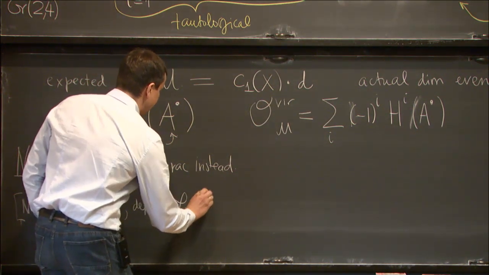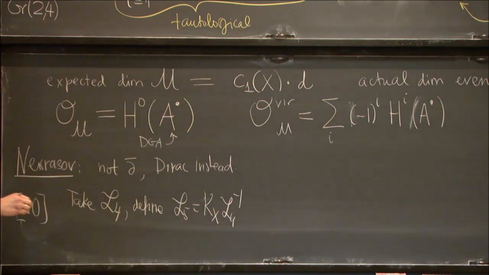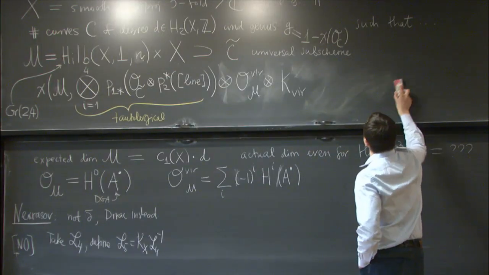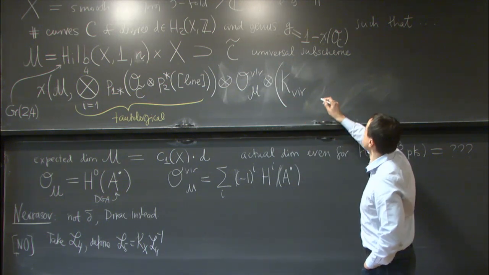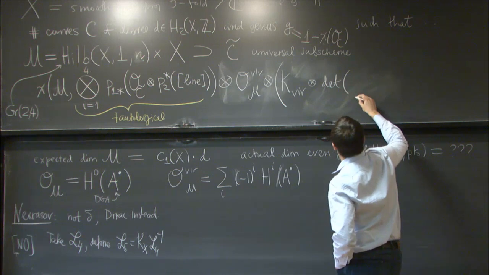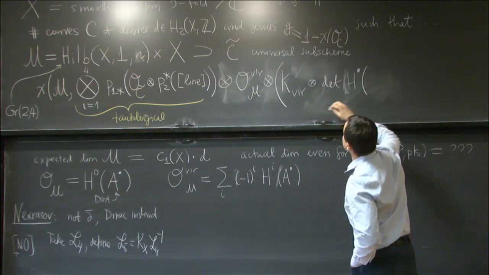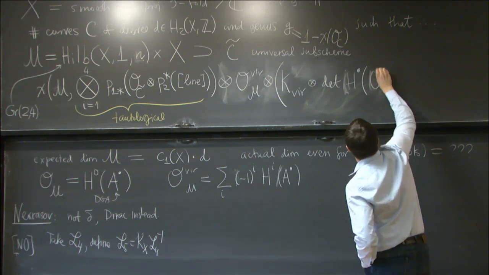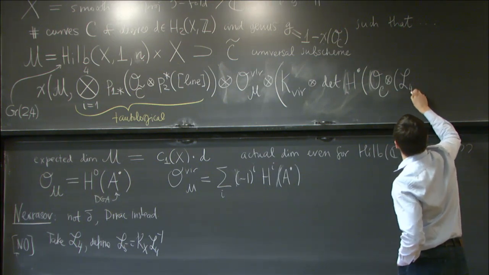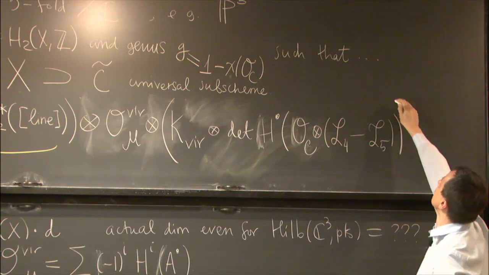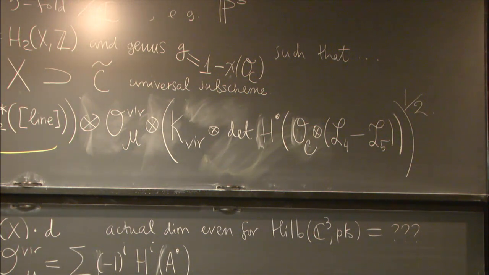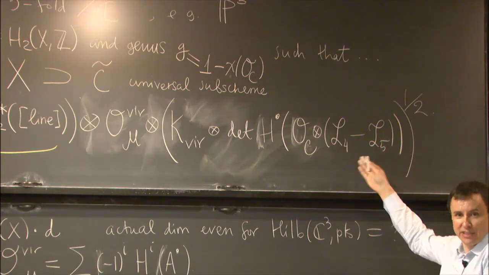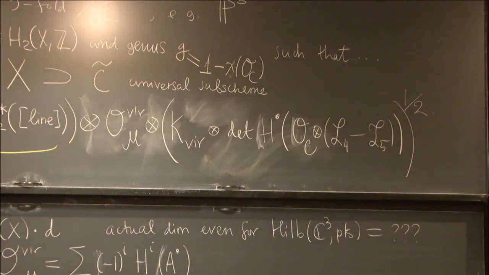Define L5 to be the canonical of X times L4 inverse. Then in this formula, if I put in a certain specific tautological class, namely the determinant of the cohomology, again I take my universal curve, I'll just denote it C, and take O_C tensor, here becomes the difference, L4 minus L5. Then this thing has a square root. So in particular, if your threefold was K-trivial, then you can take both L4 and L5 to be trivial, and this term goes away. But in general, this is what you need to fix that square root.